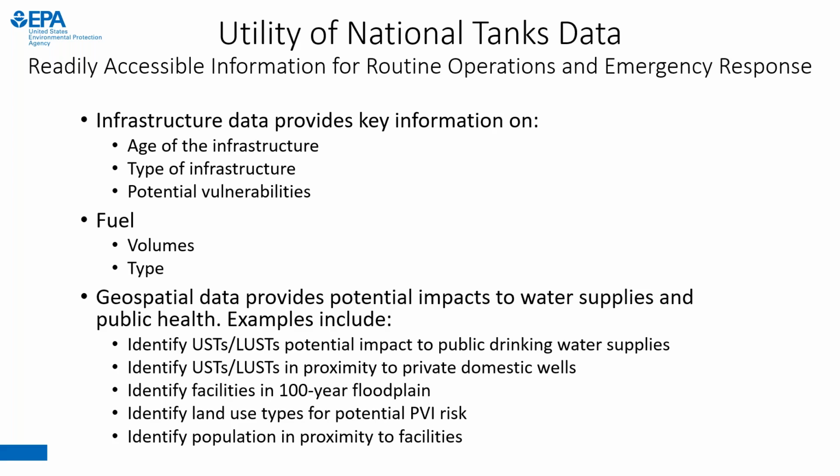But we can also look at the type of infrastructure, double wall or single wall, and information associated specifically with those tanks, which in turn leads us to information about the vulnerability of this infrastructure. Likewise for fuels, we have information on the type of fuels and the volume in terms of capacity of those tanks. And thirdly, importantly, the geospatial data brought to bear in this app provides a wealth of information about potential impacts to our water supplies and public health in general.